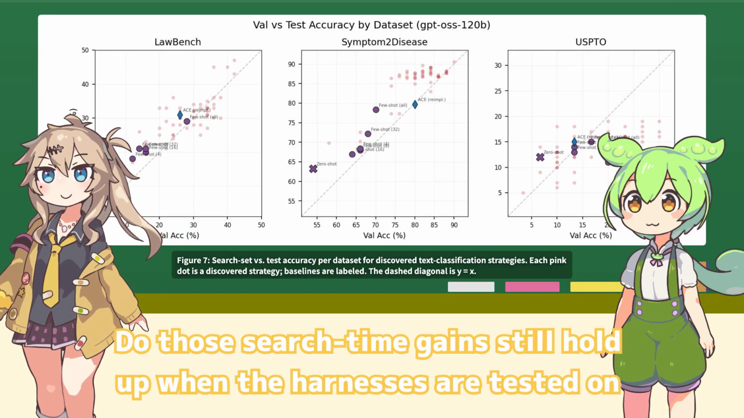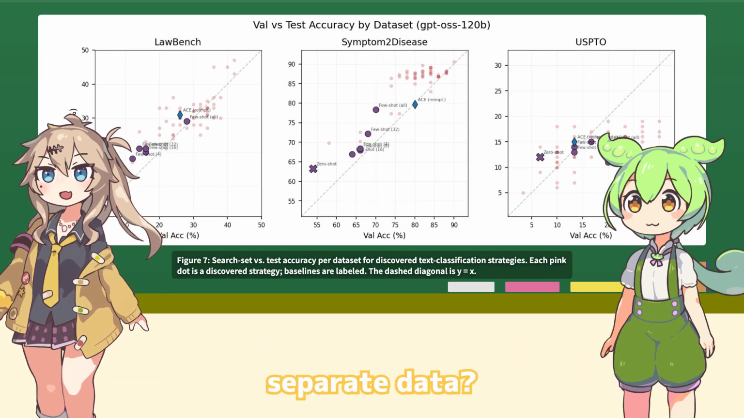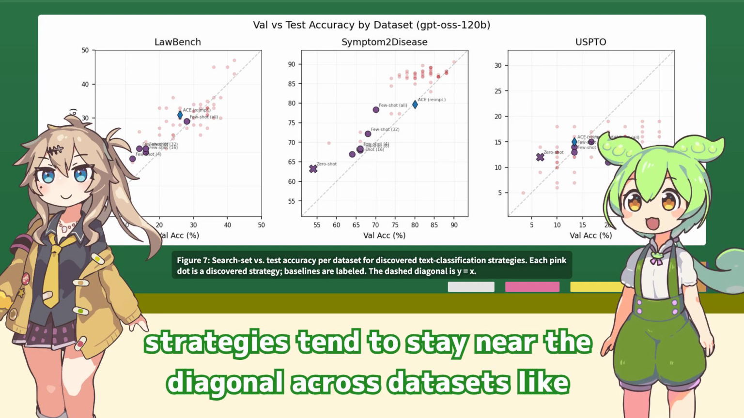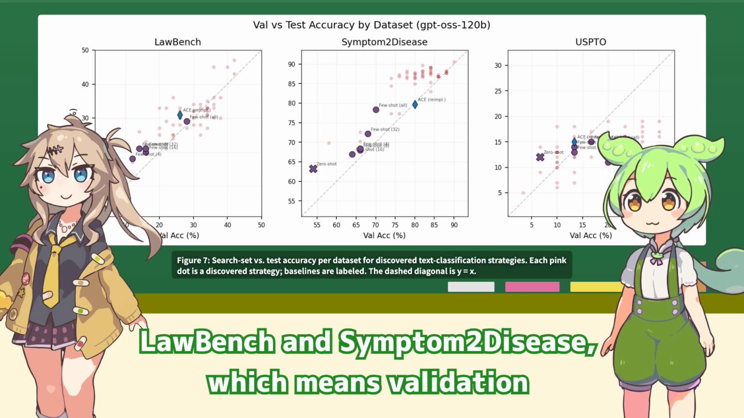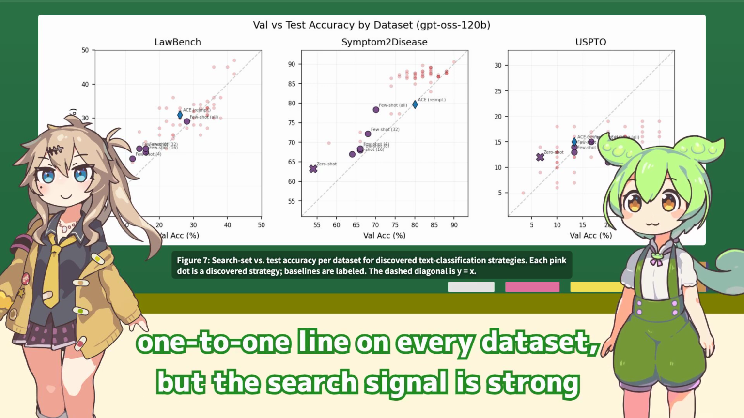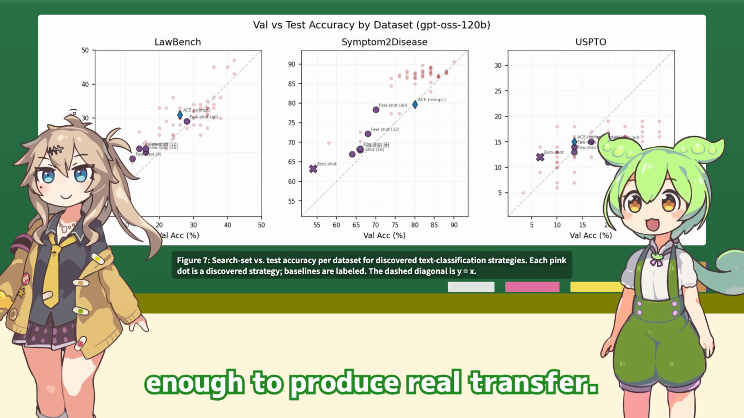Do those search-time gains still hold up when the harnesses are tested on separate data? That is what this scatter plot is checking. The better discovered strategies tend to stay near the diagonal across datasets like LawBench and Symptom2Disease, which means validation improvements usually survive into test performance. It is not a perfect one-to-one line on every dataset.